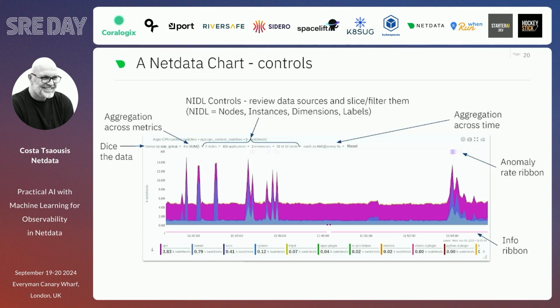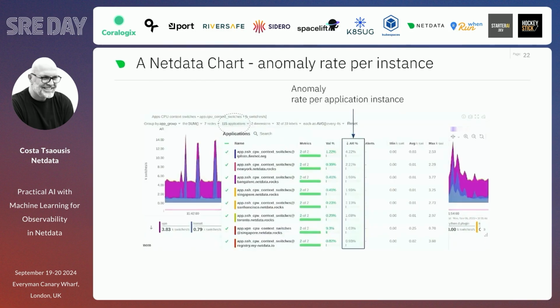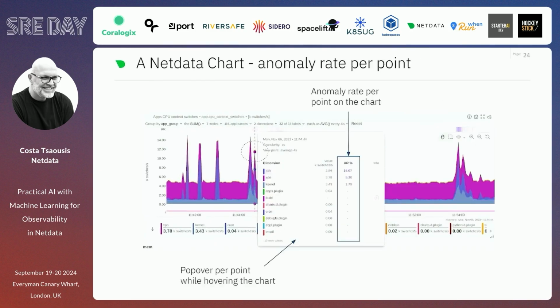Now, this allows you to quickly spot, I didn't tell you, that is very important, here is the anomaly ribbon, this thing. There is a ribbon across the chart, this purple thing, that shows you the anomaly rate across time for the entire chart. And then you have also the ability to see the anomaly rate per point.